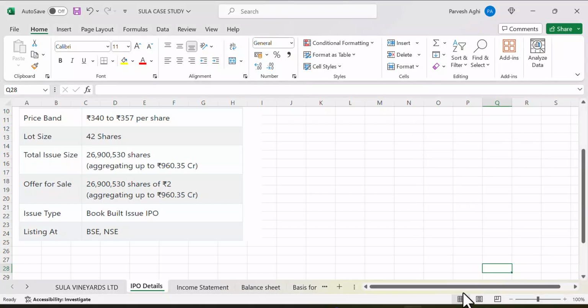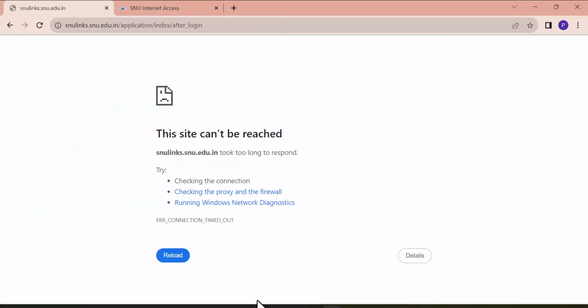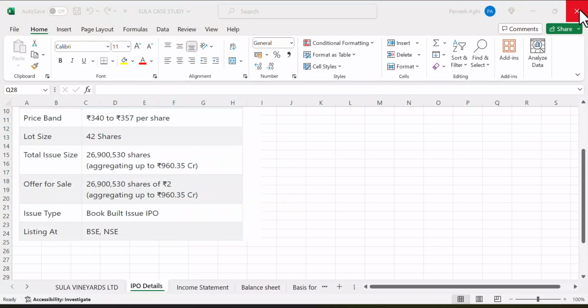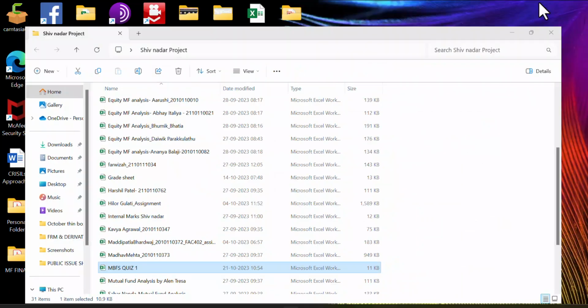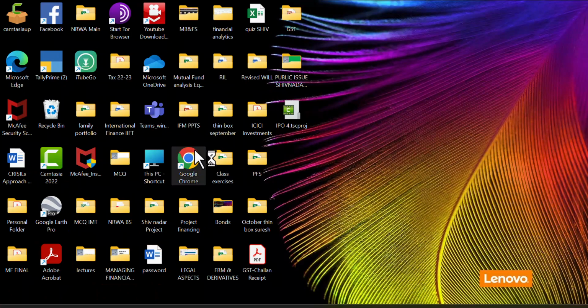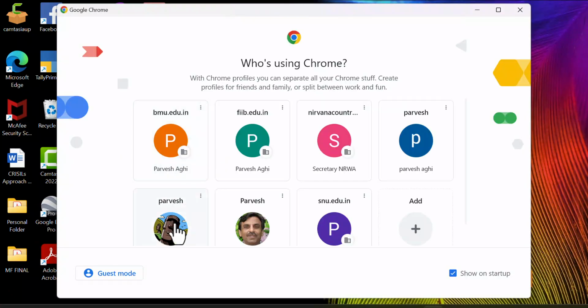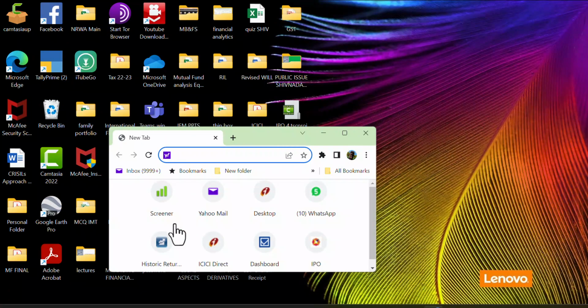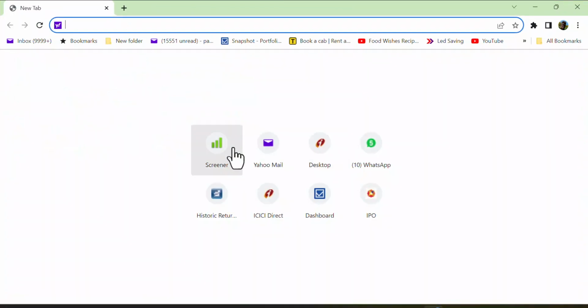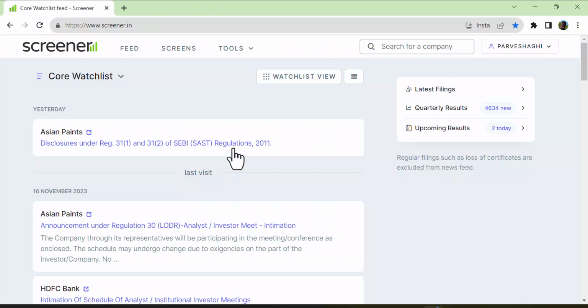Okay, so please focus here. I'm just going to take you to, first of all, we must know what this company is. Okay, Sula. Before we enter into the IPO details and everything, the better step would be to go to the screener. So you can just take yourself to your screener, okay? Just open the screener and say Sula.